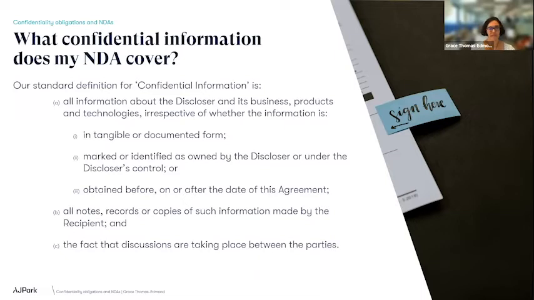And we usually cover the fact that discussions are taking place between the parties. That's only appropriate for an early stage relationship. But often you don't want anyone to know that you're talking to this other party until an appropriate time. Like if you take the example of some kind of transaction, you don't want the fact that you might be going to do that transaction getting out before it's certain. So we would cover the fact that the parties are actually talking to each other about whatever the subject matter is.